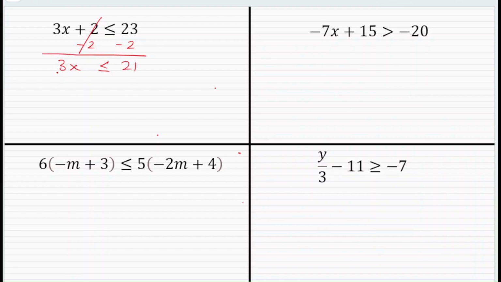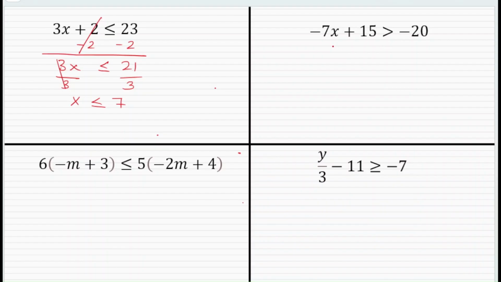Now, in order to eliminate this 3, which is being multiplied by x, I'll do the opposite operation, division, on both sides. 3 divided by 3 is 1, and 1x is just x. So x is less than or equal to 21 divided by 3, which is 7. That means all the values of x which are less than or equal to 7 satisfy this given inequality. Pretty much the same way we do equations.